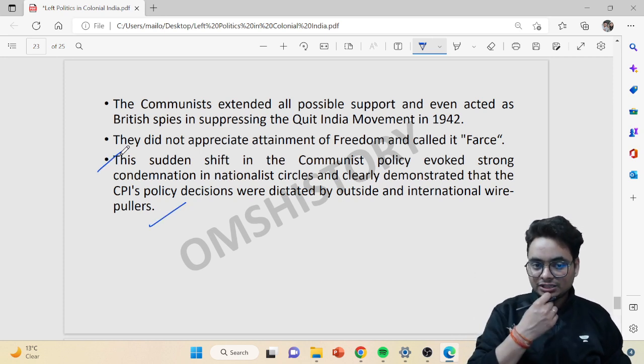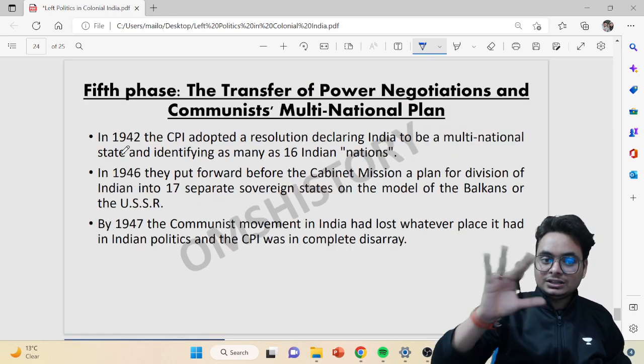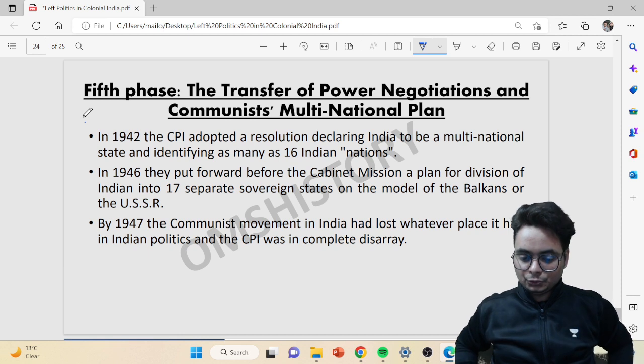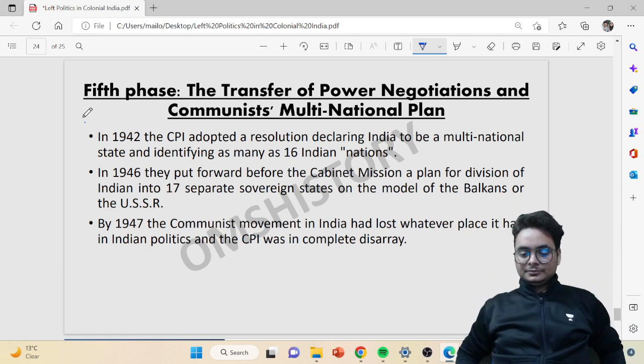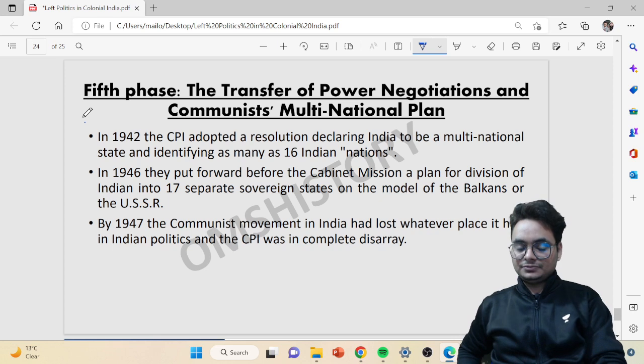The thing I was talking about, I have written those in bullets. So yes, it started losing credibility. So this was the phase. Now the next phase, or the last phase, started from 1942. This was the phase where the transfer of power negotiations were happening, and communists were giving their multinational plan. What was this phase?